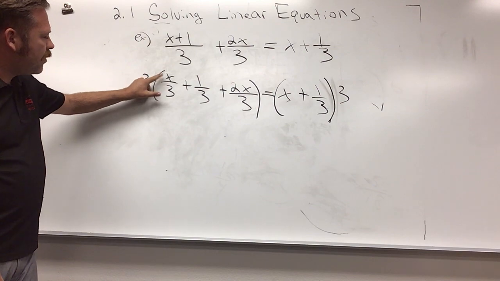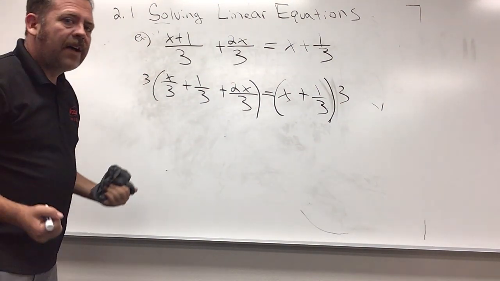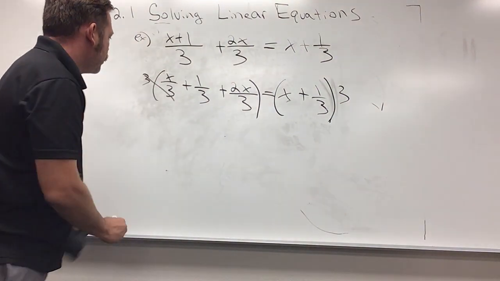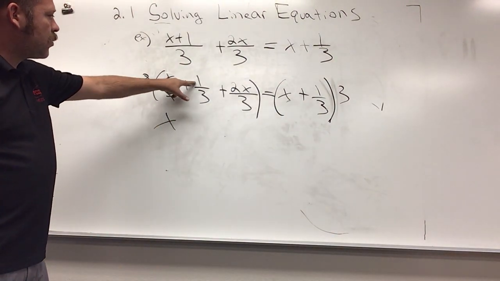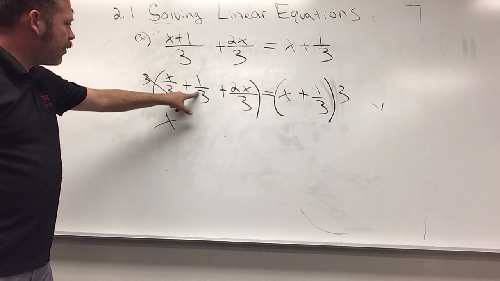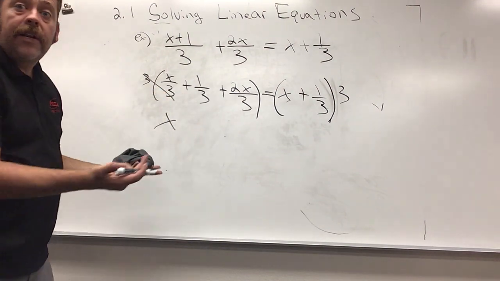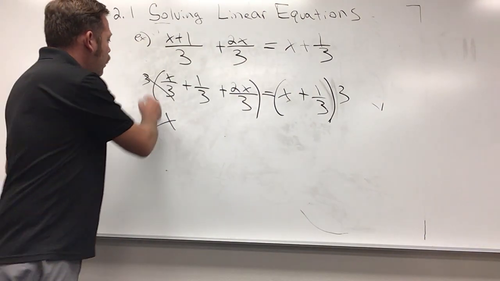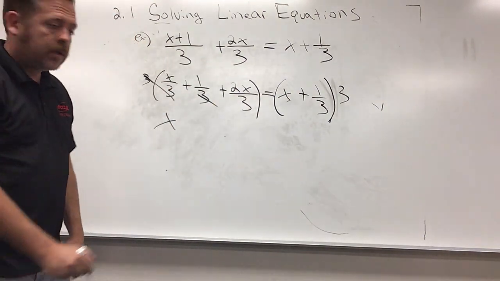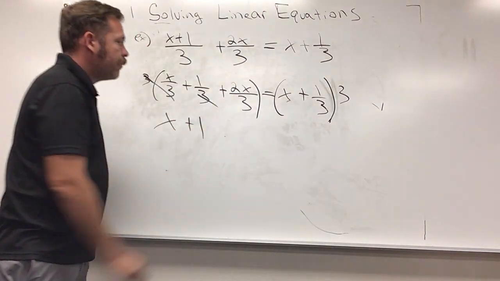So if I multiply by 3, 3 times x is 3x over 3. You have 3x over 3, but really what's going to happen is those 3's cancel. So you're left with x. And 3 times 1 over 3 would be 3 over 3. Anything over itself is 1. So many different ways to look at it. Or those 3's cancel, and you're left with just 1.